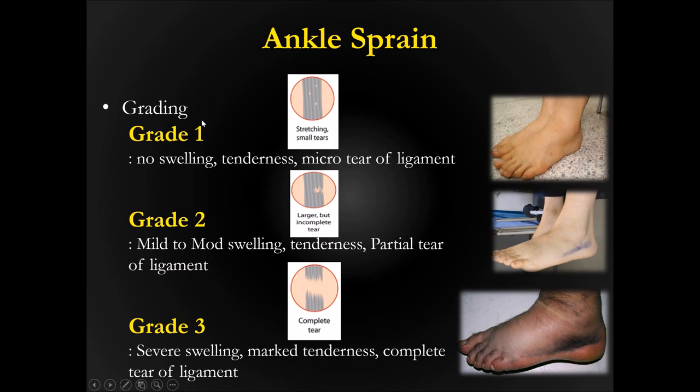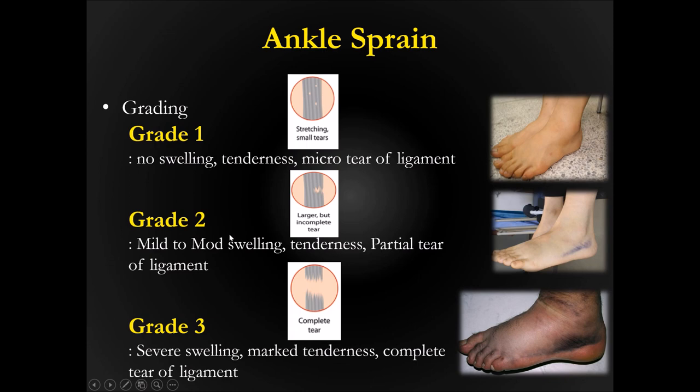So we divide ankle injury into three grades, grade 1, 2, and 3, okay? Grade 1, the patient will have no swelling, just tenderness, like a micro tear. I think most of you have had just ankle grade 1, okay? You will have some pain, limping for a few days, and you can go back again. How many days were you limping? 2-3 days, that should be grade 1. Okay, how about you? One week. One week. Okay, maybe grade 1 or 2.